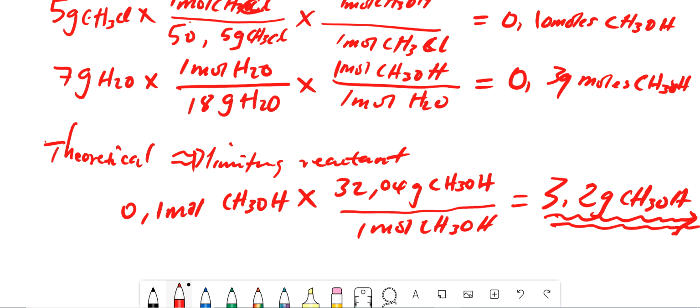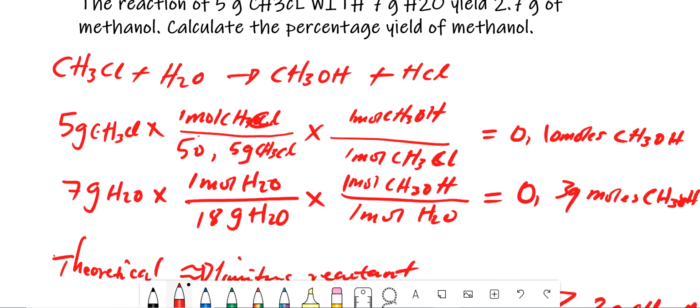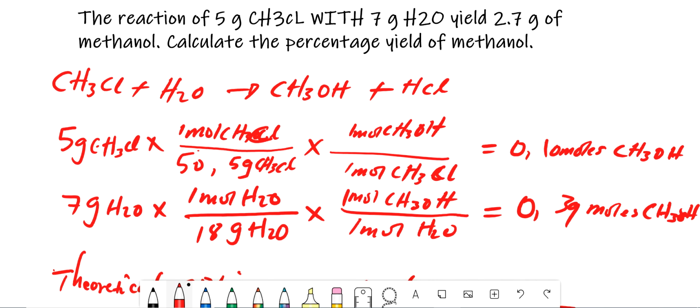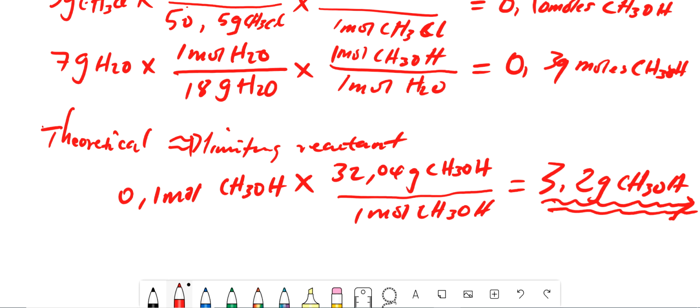This is the theoretical mass of the product. From the question, you are told this reaction yielded 2.7 grams. That's what you got when you did the experimental work. But in actual fact, you were supposed to get 3.2 grams if all the methyl chloride had reacted. So now we have to calculate the percentage yield of our product.